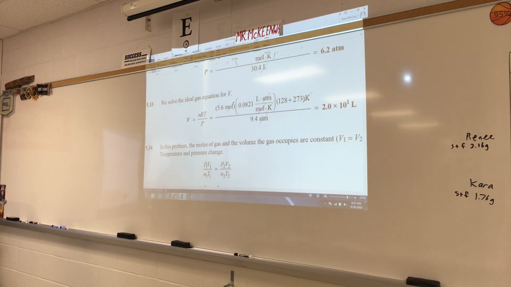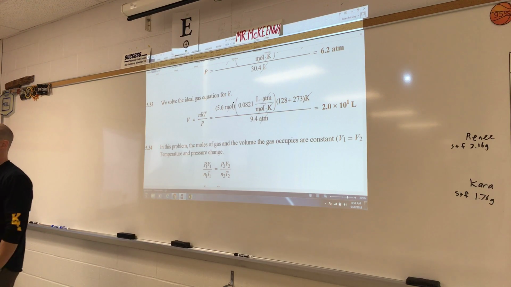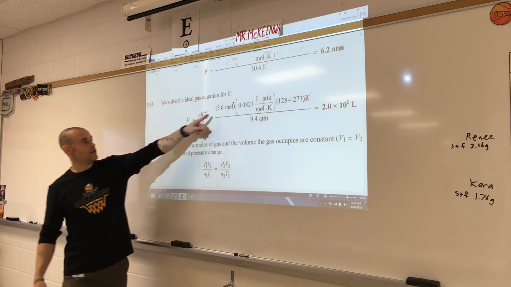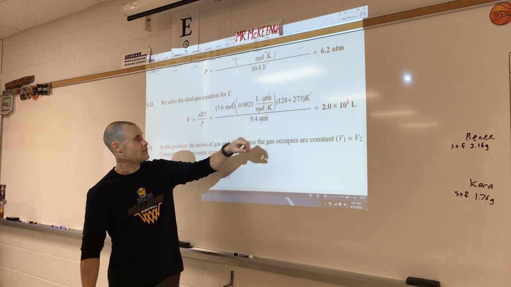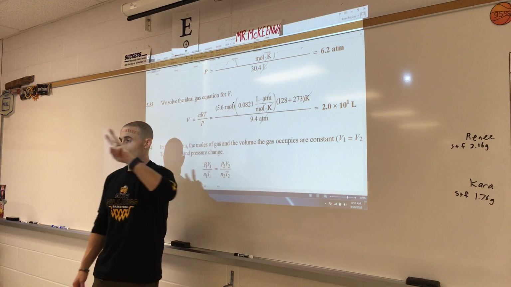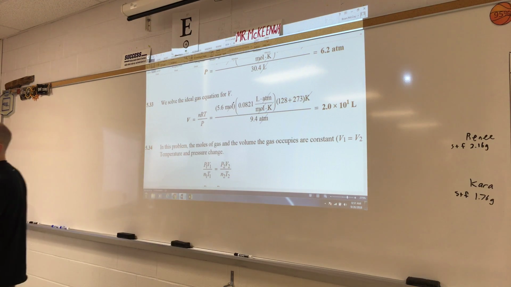Okay? Why did they write 2.0 when they could just write 20? Sig figs. That's 2 sig figs, 2.0. So 2 sig figs, 3 sig figs, 3 and 2. So 2 sig figs is what you round, that's why.